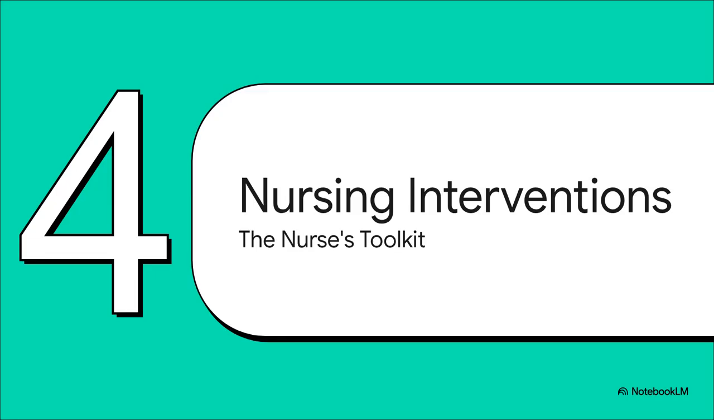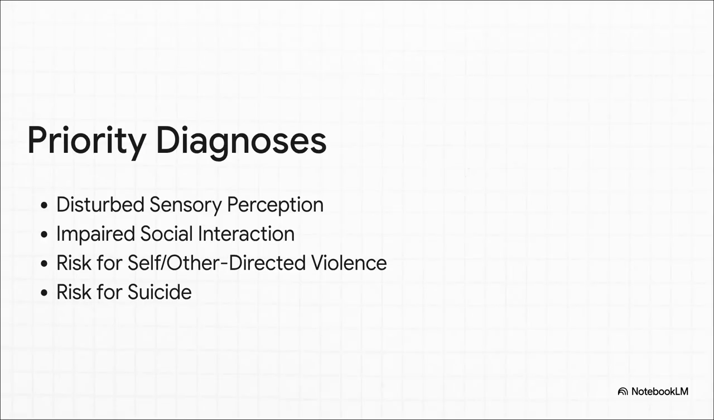So, you've done your assessment. You have all this data. Now what do you do? This is exactly where NCLEX questions love to focus. What is the nurse's priority action? These are going to be your big-ticket nursing diagnoses that will drive your whole care plan. And notice a pattern? They connect directly back to the symptoms we just talked about. Hallucinations lead to disturbed sensory perception, while certain delusions can lead to risk for violence. Safety is always our number one concern.